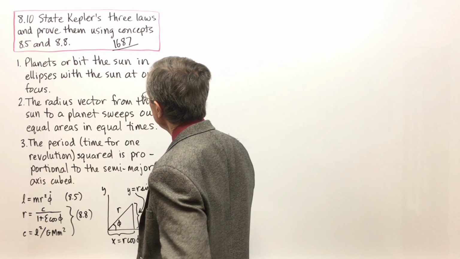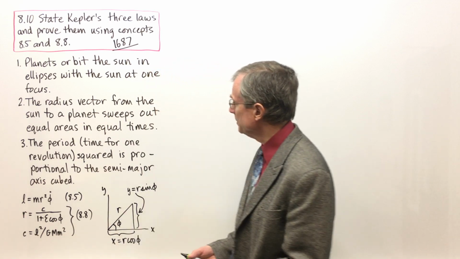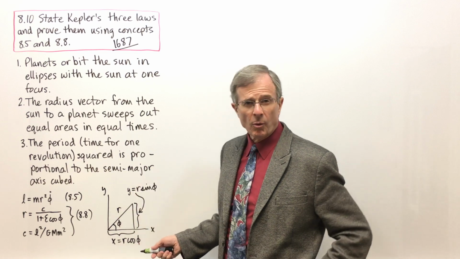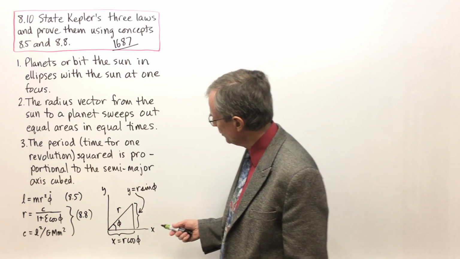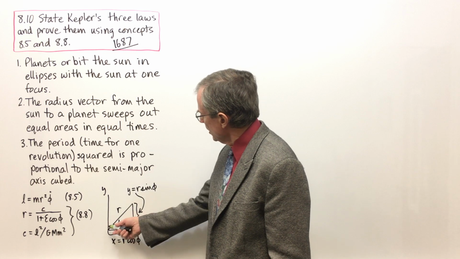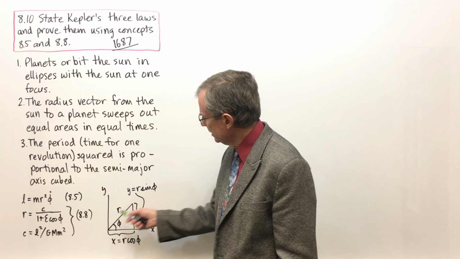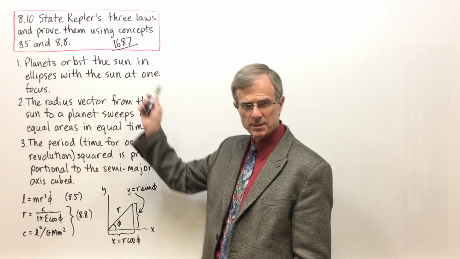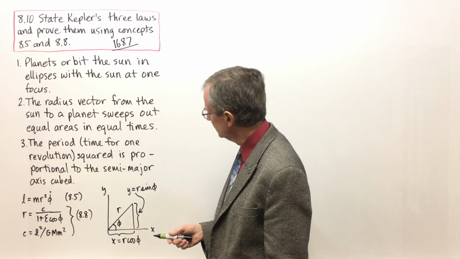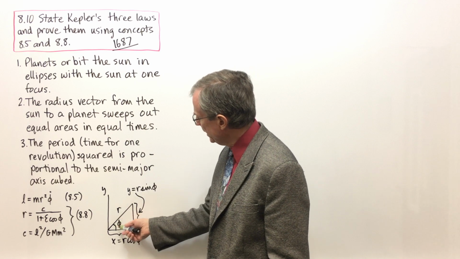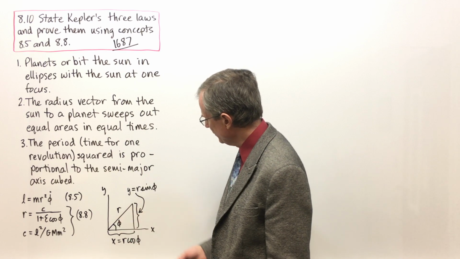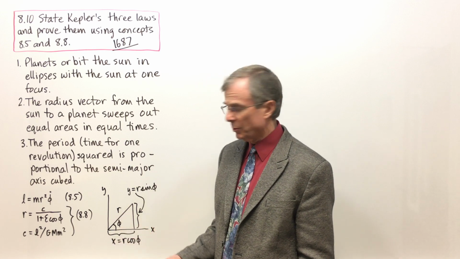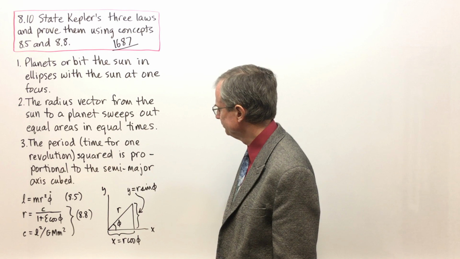So first, planets orbiting the sun in ellipses with the sun at one focus. Just a reminder of our polar coordinates. This is where we're going to be starting from. Distance from the sun to the planet, r. That's my radius vector that's discussed in the second law. Phi, the angle, measured from the x-axis. x is r cosine phi in polar coordinates, and y is r sine phi.